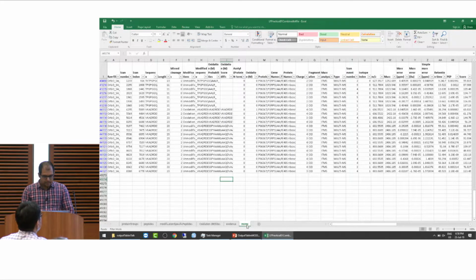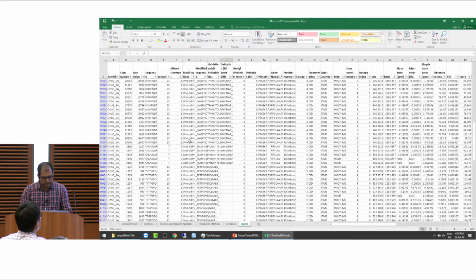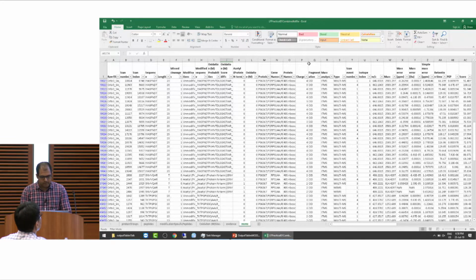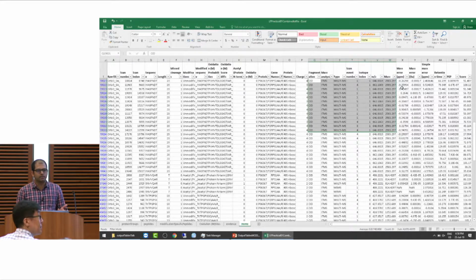And then the evidence comes to the MS scans that are actually identified. This is roughly the same, but then you start to get information like that's a CID fragmentation, that was an ion trap as the mass analyzer, and what's the scan event number. All this information comes in this particular table. All right. Do you have any questions?